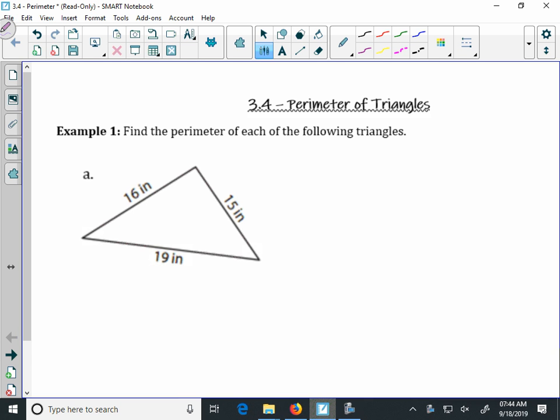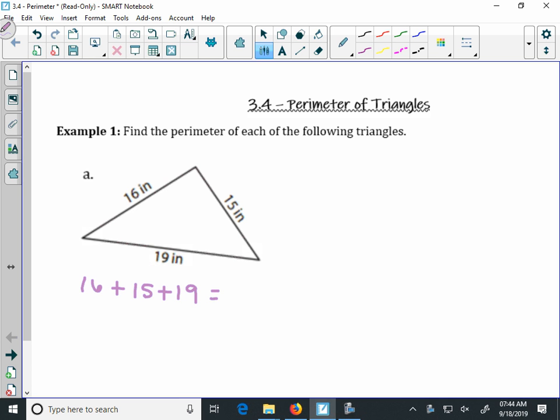For example, we were given that one side was 16 inches, the other side was 15 inches, the other side was 19 inches. So to find the perimeter, and that's the distance of the outside of a figure, you would just add up the length of all the sides. So we would do 16 plus 15 plus 19. What do we get when we do 16 plus 15 plus 19?